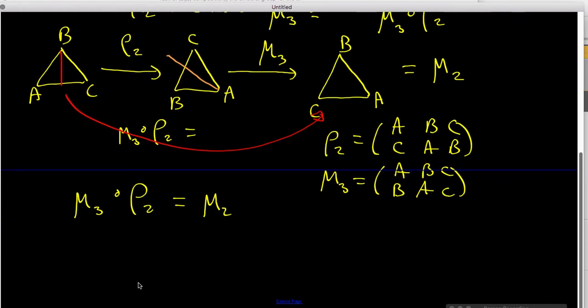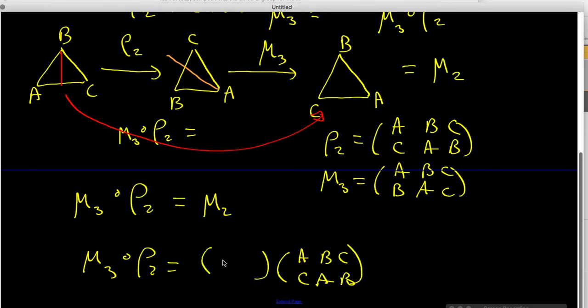Now, if I'm wanting to first do row 2 and then do mu 3, I'm going to want to write this as first do row 2, then do mu 3. So you'll notice that mu 3 is here and row 2 is there, and we are suppressing the composition, although if you want to, you can stick it in.